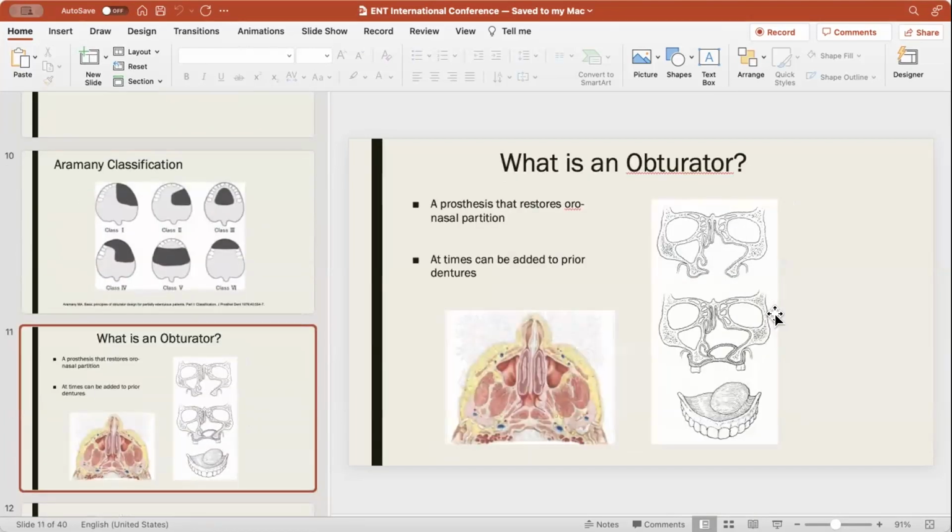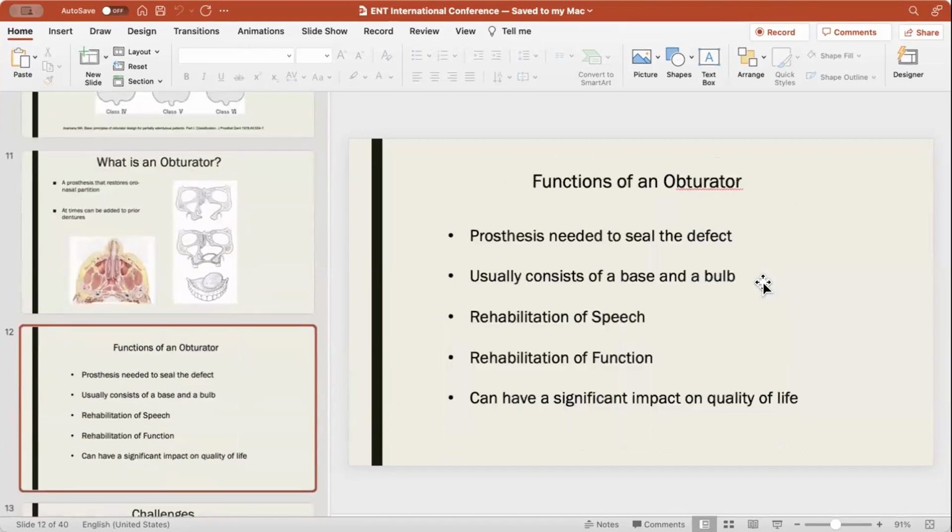And an obturator was required for this patient because it restores the partition between the oral cavity and the nasal cavity. And if they have a denture at times, it can be utilized to fabricate the final obturator. The function of an obturator is essentially to seal the defect, and it consists of a base and a bulb to seal the defect, but it helps in terms of rehabilitation of speech and function and can have a significant impact on a patient's life in terms of being able to go out and eat and speak and function normally.